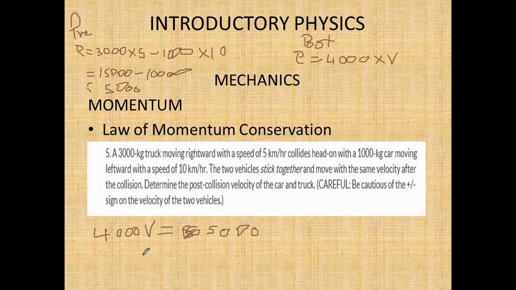All right, so when you solve for v, you get 5 over 4, which is 1.14, and it is kilometers per hour. So when they stick together, it's a positive velocity, so they're going to move rightward with a velocity of 1.14 kilometers per hour.